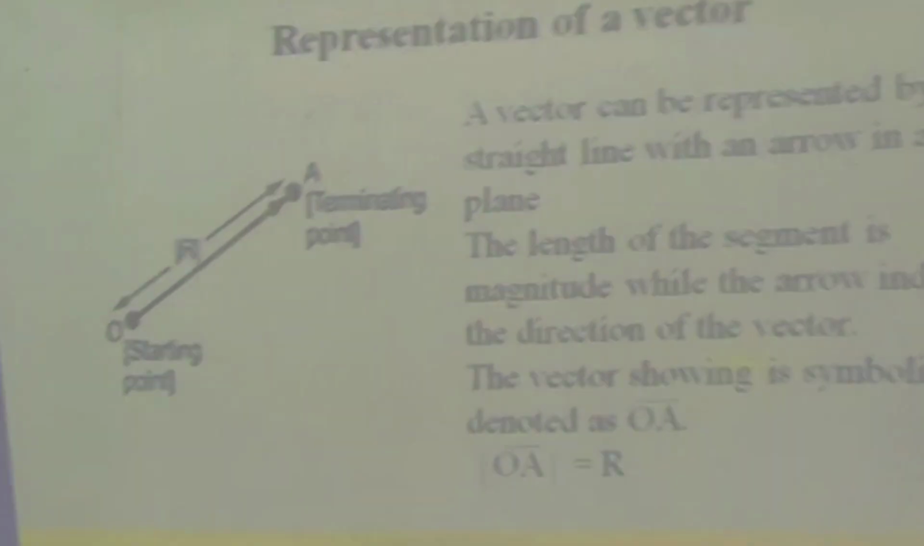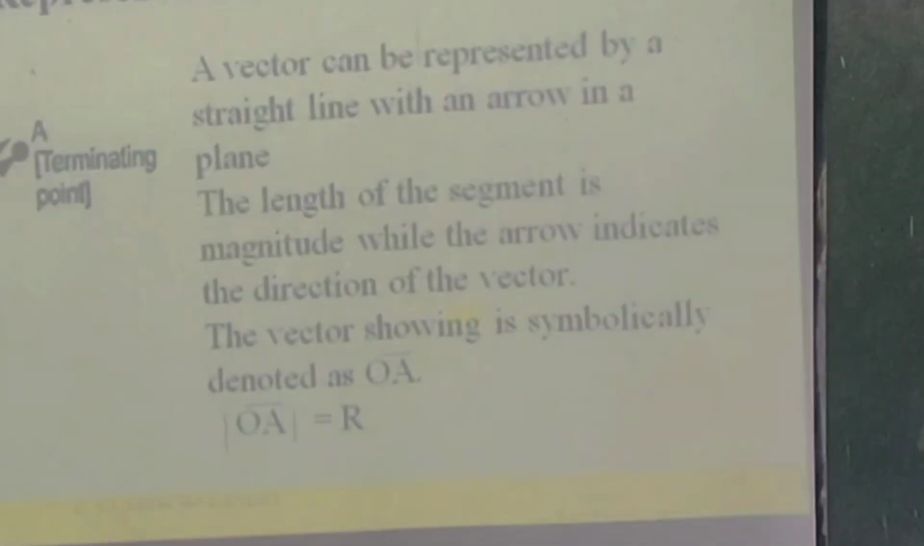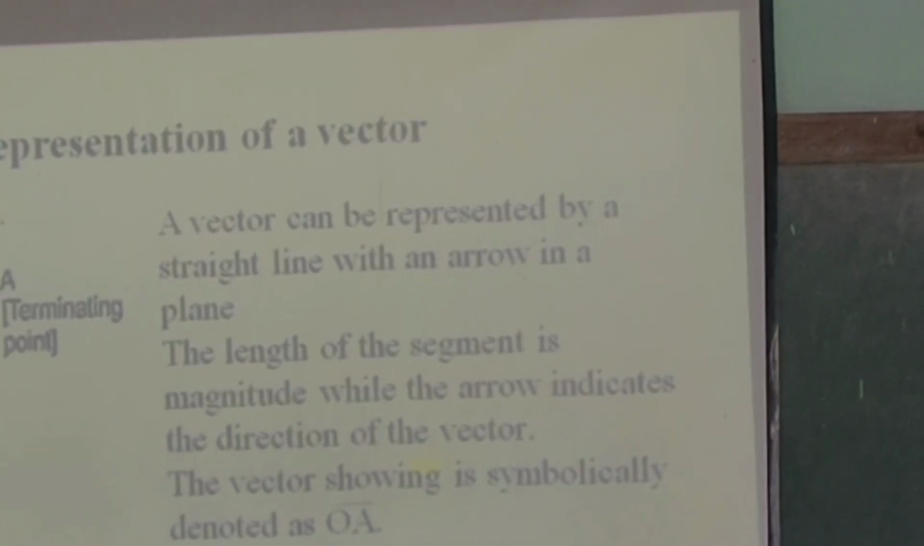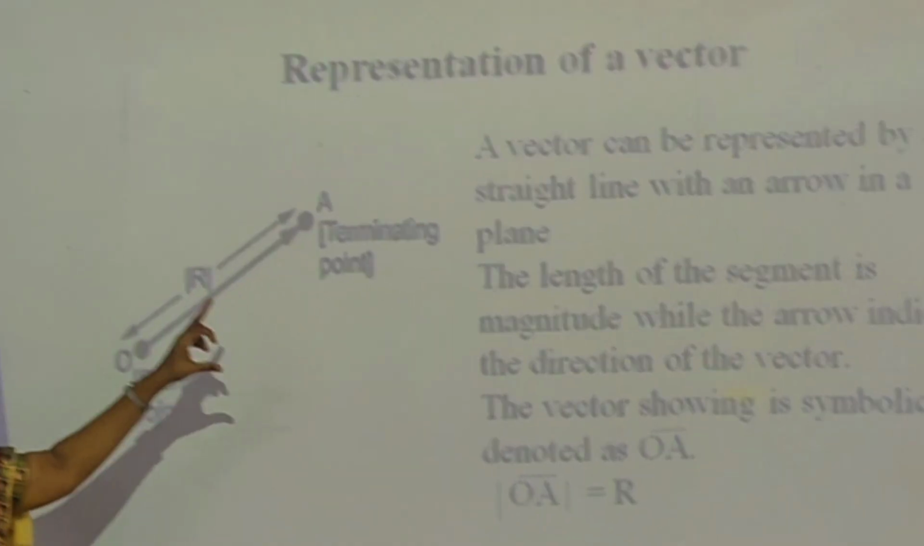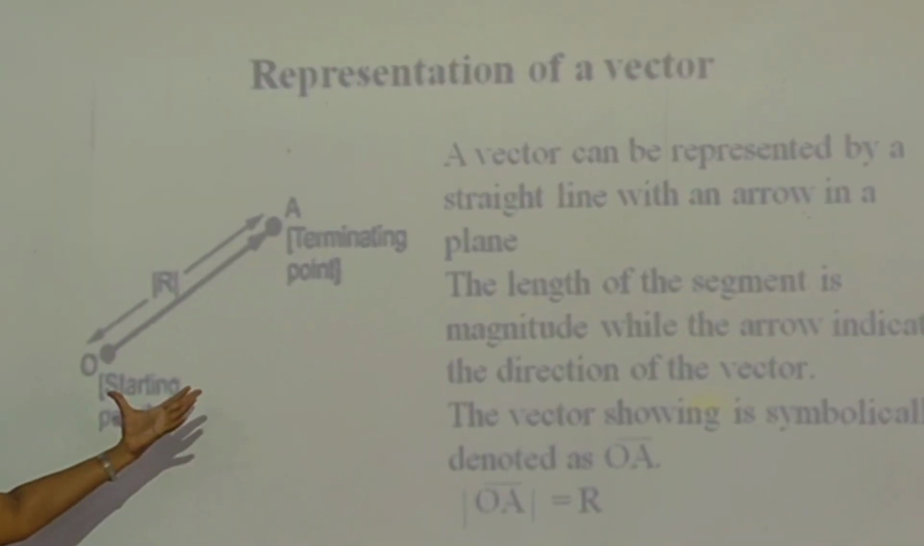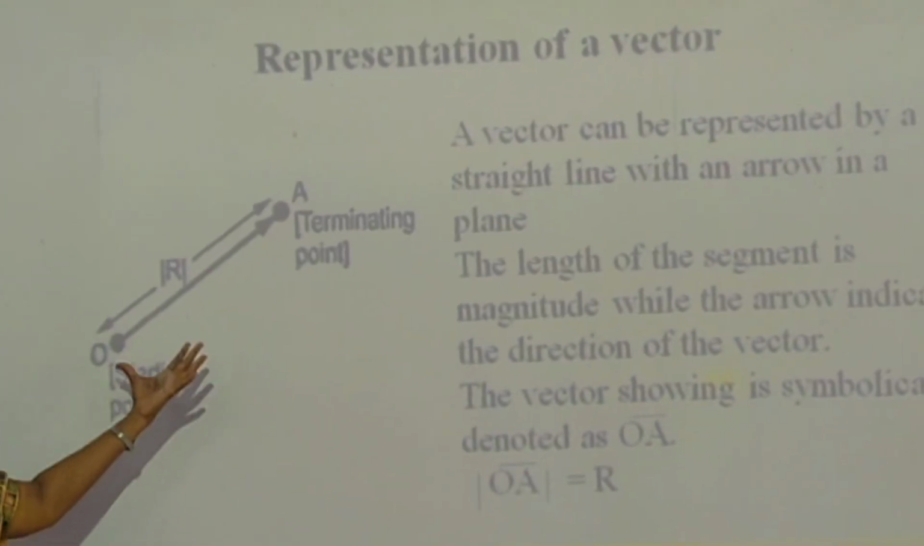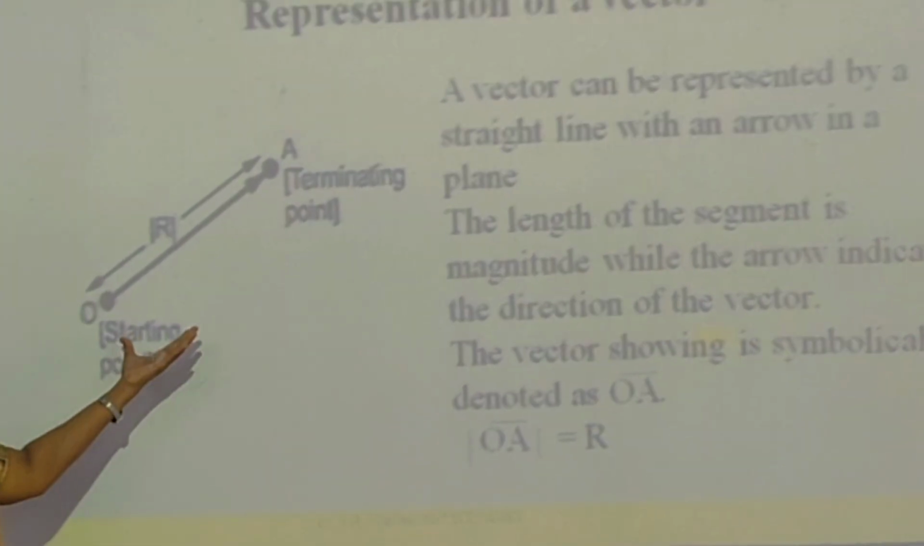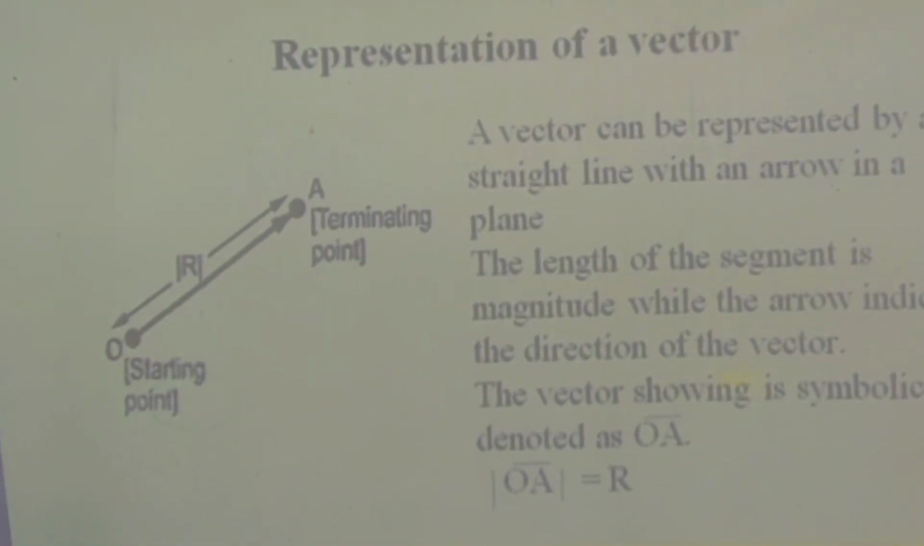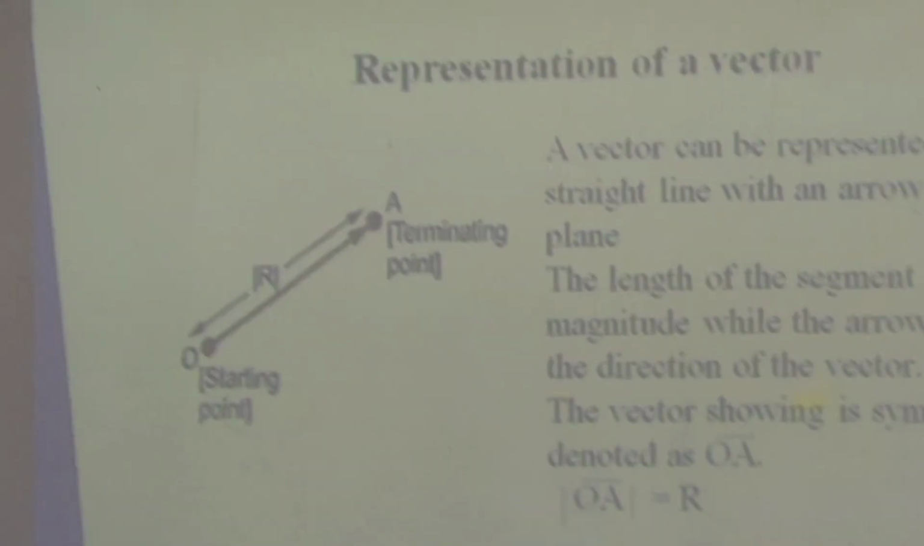So this is a representation of a vector. In the representation of a vector, we have two points. This is the head, this is the tail. That arrow is the terminating point. So this is the distance vector r. The distance vector r is the vector OA, which has the magnitude of this line, which is r.